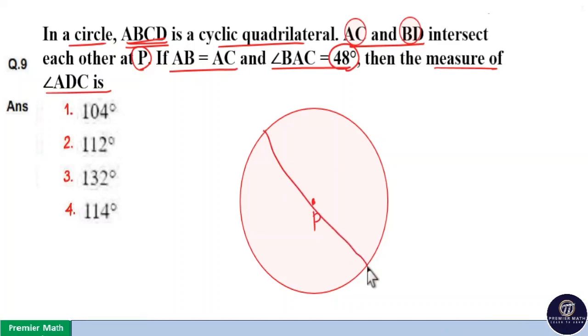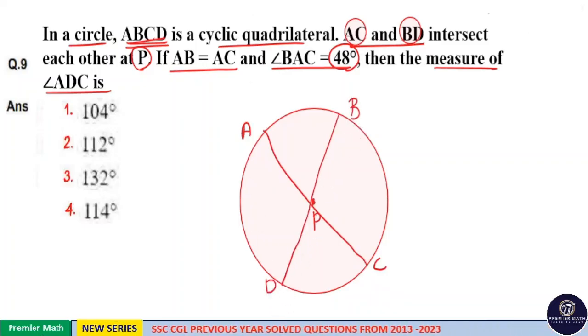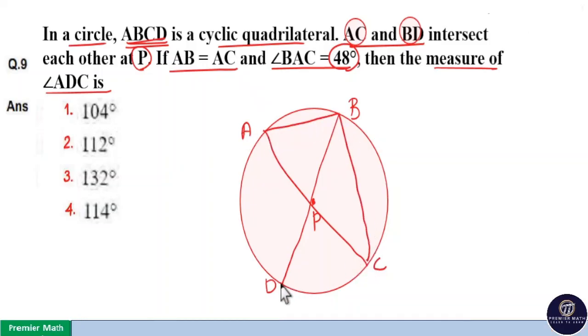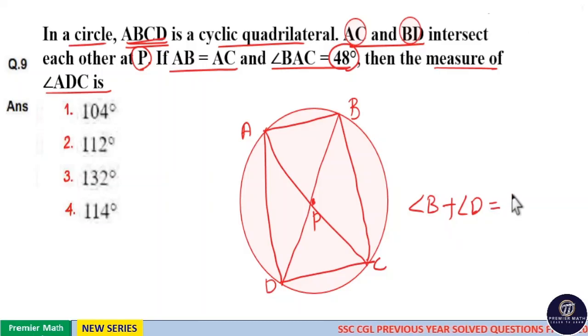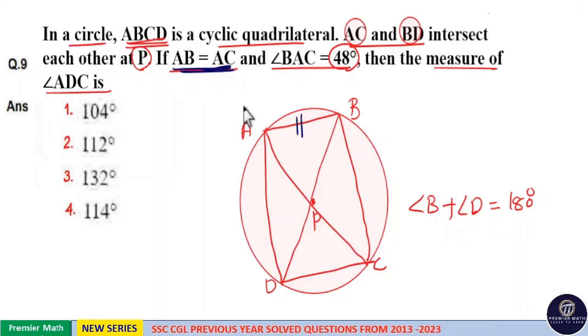Now this is AC and this is BD, and here ABCD is a cyclic quadrilateral. What is the specialty of cyclic quadrilateral? Here opposite angle sum. Angle B plus angle D is 180 degree. Same way angle A plus angle C is also 180 degree. Now with this you can solve this question. That is, here question clearly says AB and AC are same. That is equivalent.